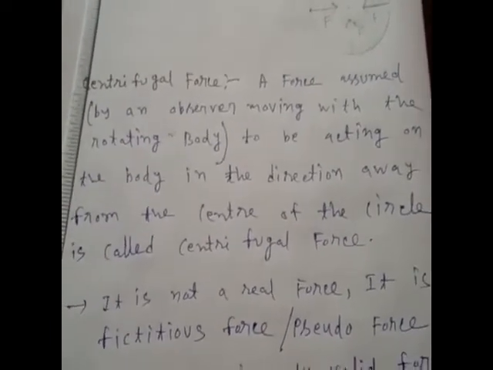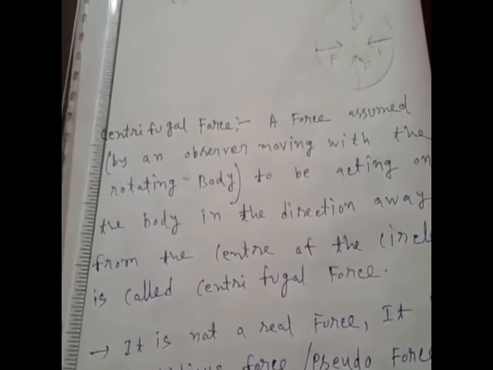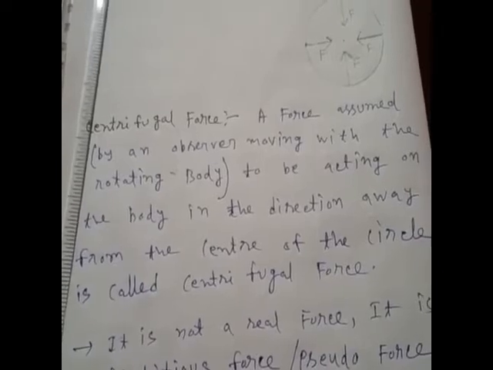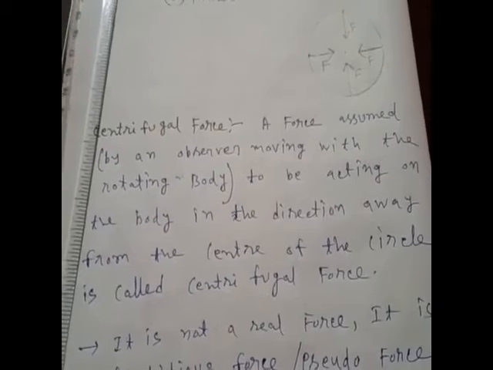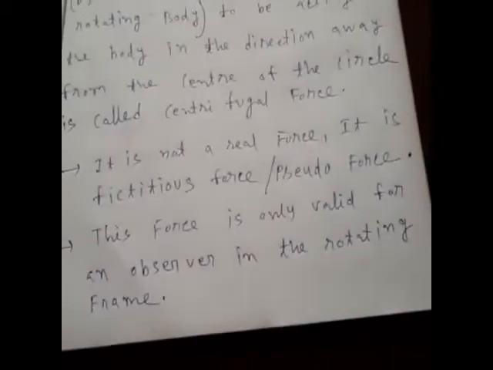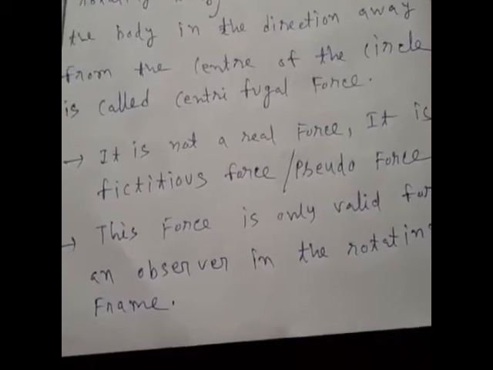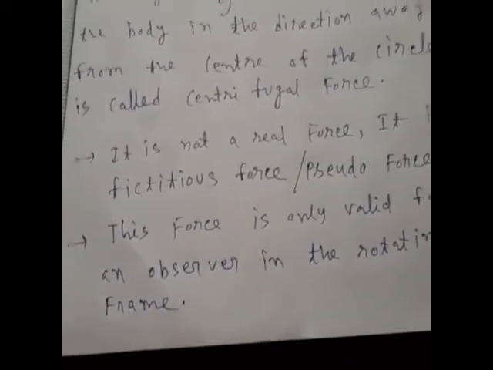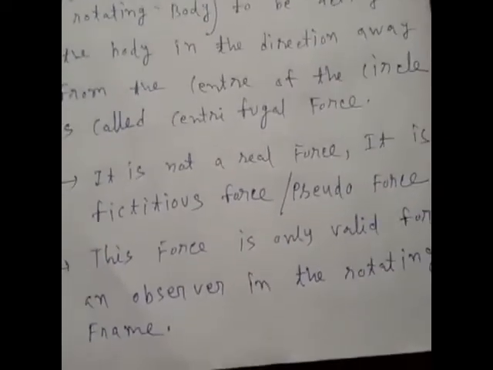which acts in the direction just opposite to the centripetal force, but the magnitude of the centrifugal force is just equal to the centripetal force, but the direction is just opposite, and that centrifugal force is only valid for an observer in the rotating frame. Okay, so the centrifugal force is observable or valid for the observer which rotates with the rotating body.